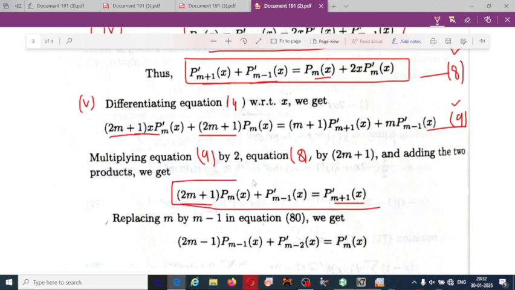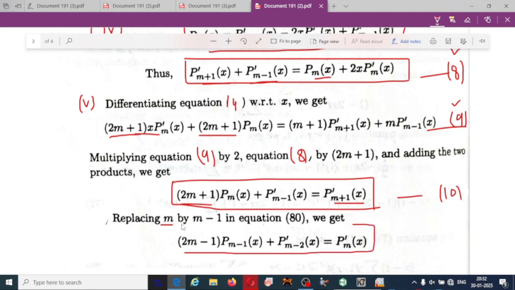The last one we can write by replacing m by m minus 1 in the above equation, that is equation 10. Once we replace m by m minus 1, the last recurrence relation we obtain is 2m minus 1 Pm minus 1 of x equals P prime m of x minus P prime m minus 2 of x. These are all the recurrence relations.